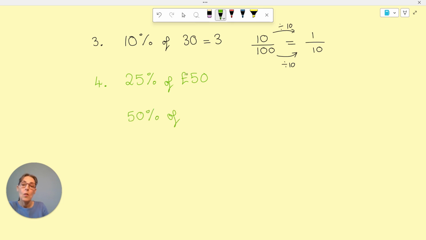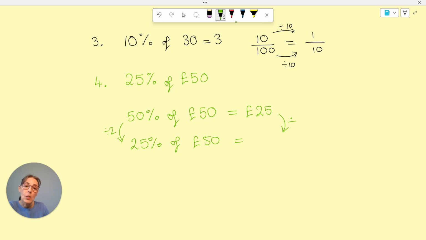So 50% of £50 is half, which is £25. So what I've got to do is divide 50% by 2 to make 25%. So now 25% of £50 means I've got to divide, oh, not times. I've got to divide this by 2 now. So just in case we're not sure, let's divide £25 by 2.